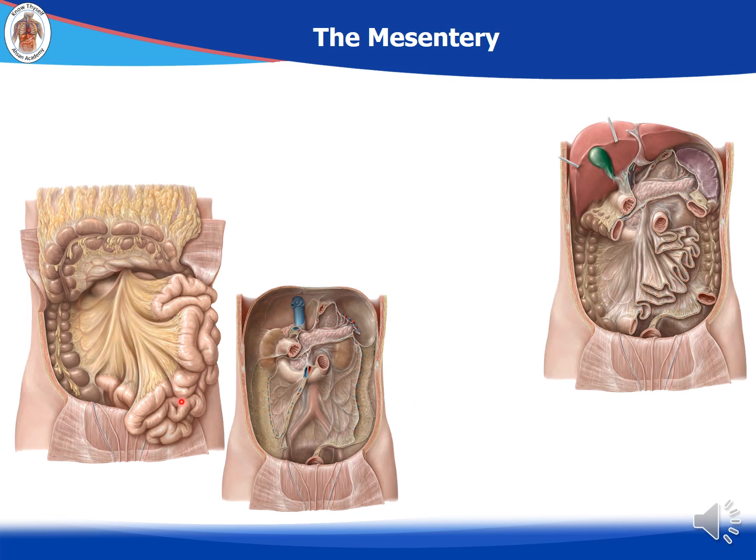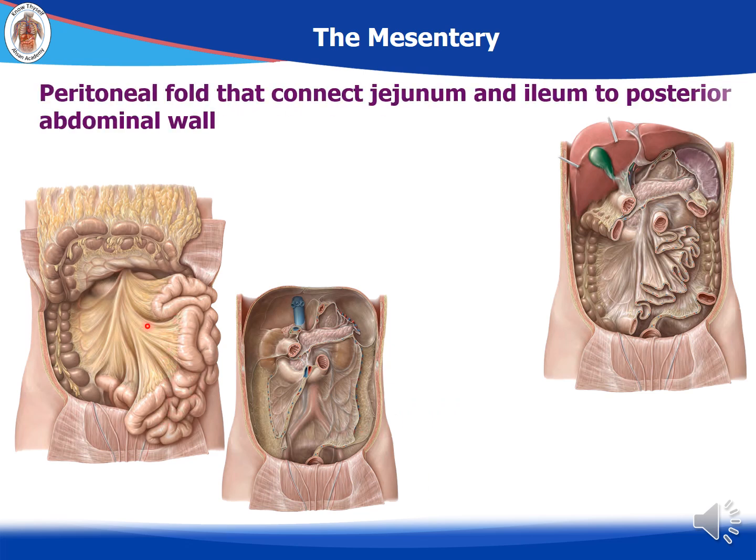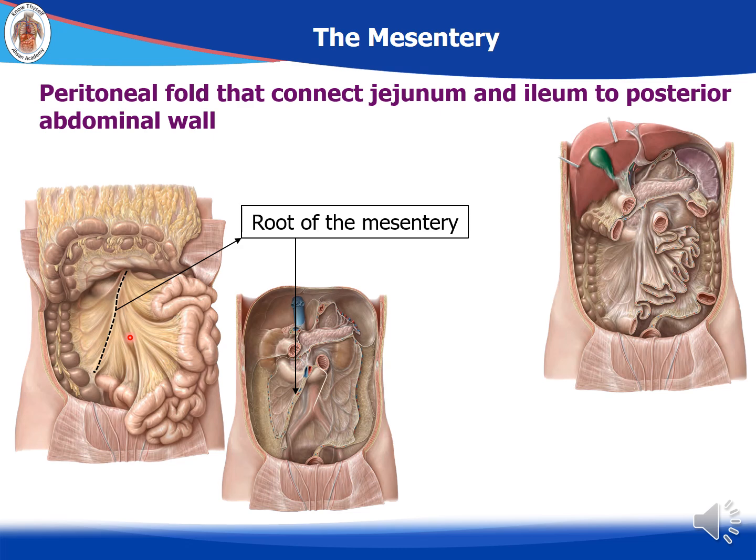Now the mesentery. This is the small intestine. So the peritoneal fold of this is known as mesentery. So this small intestine, meaning jejunum and ileum, is connected to the posterior wall by this fold, and you can see this fold is attached to the posterior wall by an oblique line. This is the root of the mesentery. By this, the mesentery remains attached to the posterior wall.